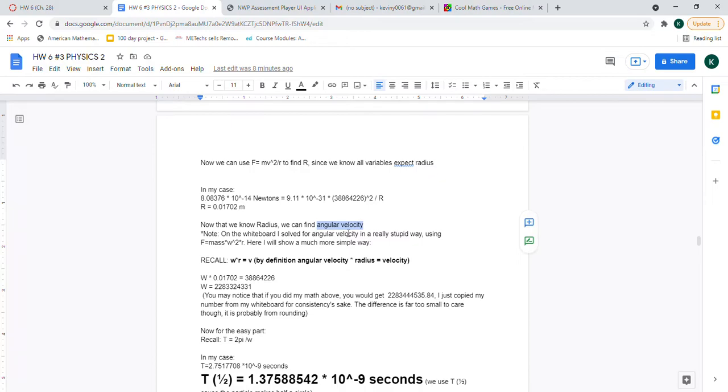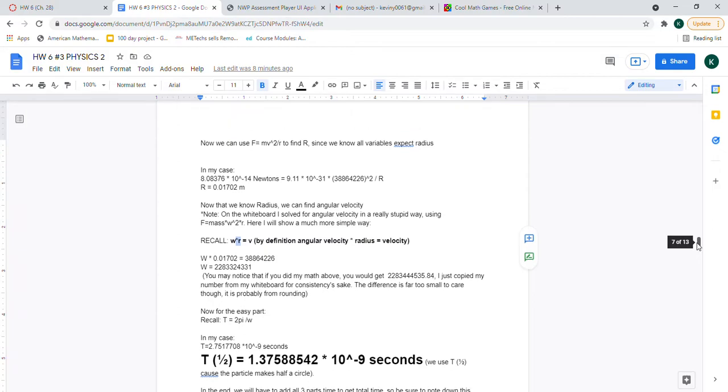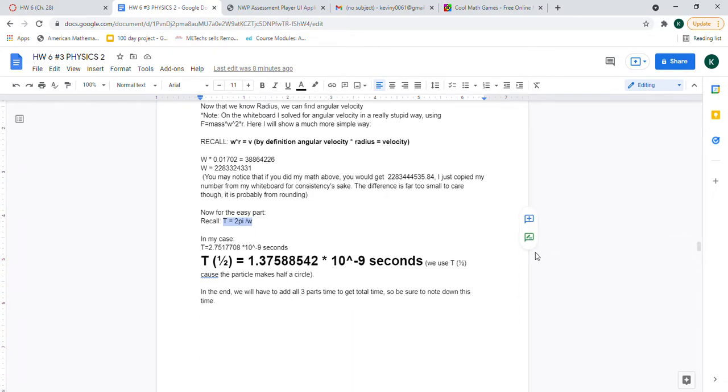So to find angular velocity, you just take your velocity and divide it by your radius, and you get angular velocity. Then from your angular velocity, you can use period equals 2 pi divided by angular velocity to find your period. And that's how long it takes to travel in a circle. But it travels in half a circle, so we use half of the number.